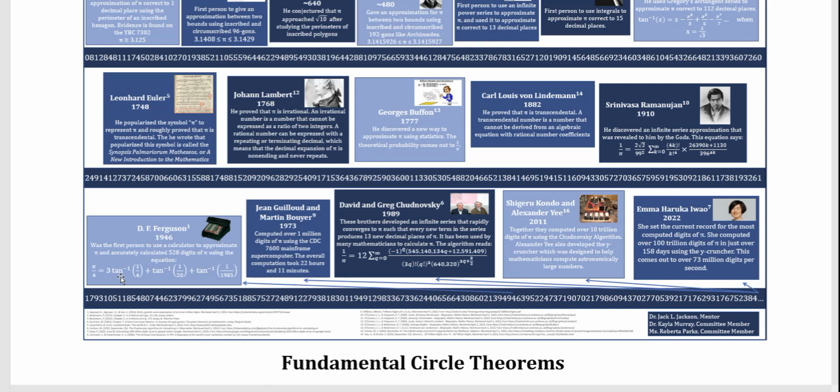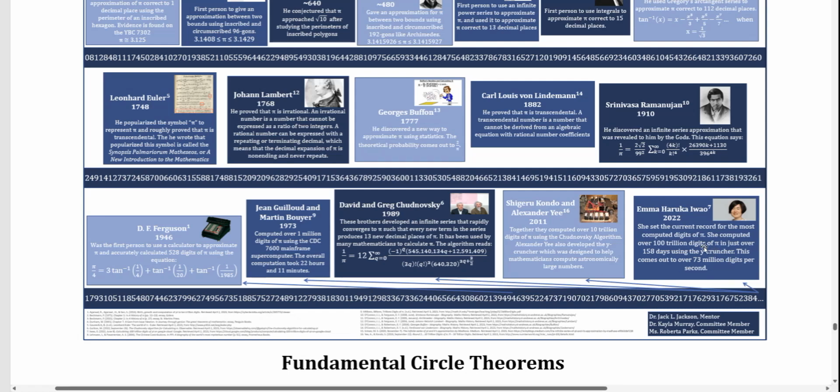David and Gregory Chudnovsky in 1989 were brothers who developed an infinite series that rapidly converges to pi. And so pretty much all the algorithms since then have been using their algorithm or some slight variation of it. Kondo and Yee in 2011 computed over 10 trillion digits using the Chudnovsky algorithm.